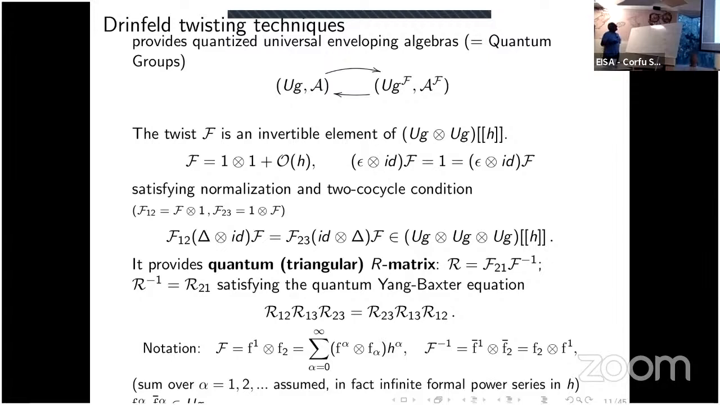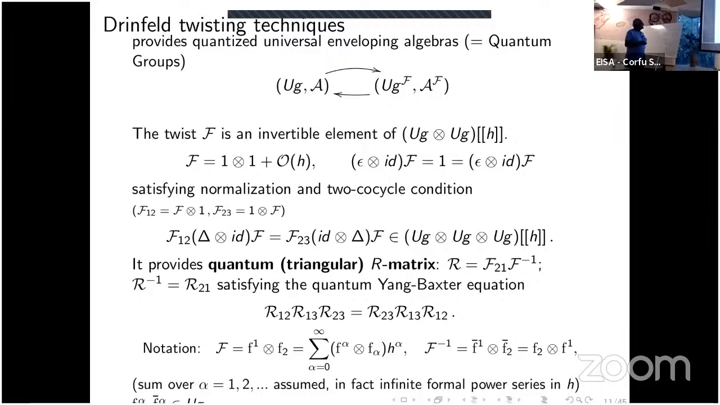And one of the advantages of using a twist is the following, that we can get a quantum triangular R matrix constructed from the twist, which satisfies the quantum Yang-Baxter equation, which is equivalent to the braid relation, but additionally also satisfies this triangularity condition, which means that when we want to apply this to a many-particle system, we can use the statistics which is based on the permutation group due to this condition.